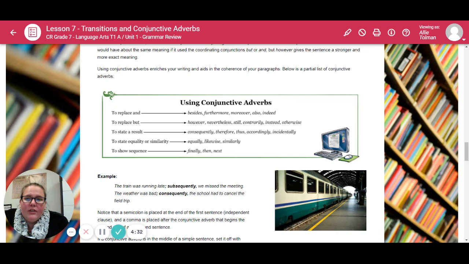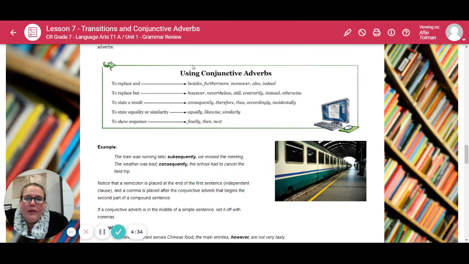Below is a partial list of conjunctive adverbs. So here we go, using conjunctive adverbs to replace and: besides, furthermore, moreover, also, and indeed. To replace but: however, nonetheless, still, contrarily, instead, otherwise. To state a result: consequently, therefore, thus, accordingly, and incidentally. To state equality or similarity: equally, likewise, and similarly. To show sequence: finally, then, and next.